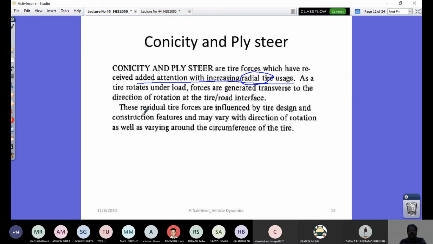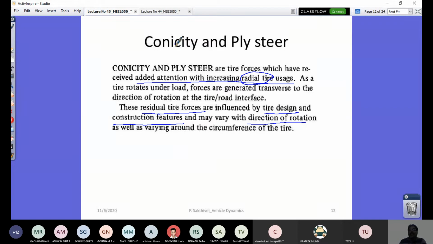They are called residual tire forces, and they are influenced by the design and construction features of the tire, as well as the direction of rotation. For conicity, the direction of rotation doesn't matter. You see, a cone rotating about its apex, the force is always towards the apex. Whether it is rotating clockwise or counterclockwise, the direction does not change.